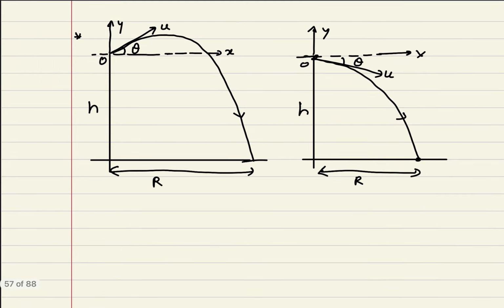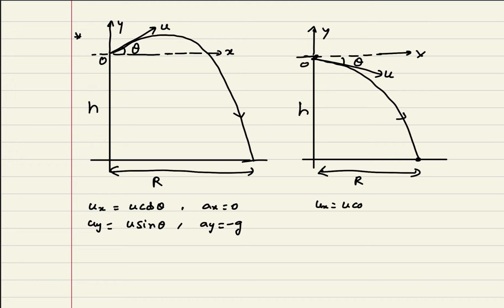In both cases, if you want to calculate anything, you just write the ux and uy values. Ux is equal to u cos theta, uy is equal to u sin theta. Similarly, ax is 0, ay is equal to minus g. In the next case also, ux is equal to u cos theta and ax is 0. Uy is equal to minus u sin theta, as it is in the downward direction, and ay is equal to minus g.